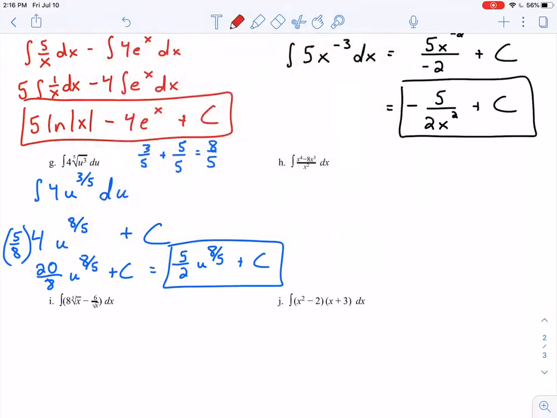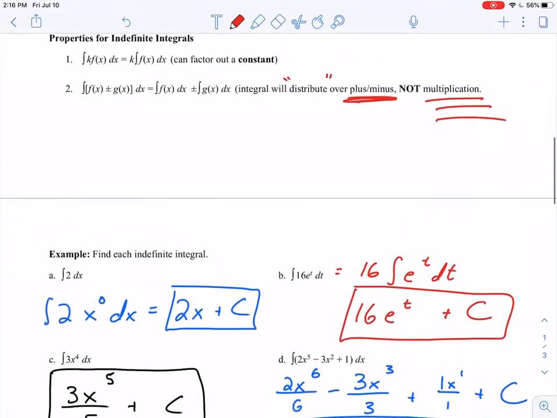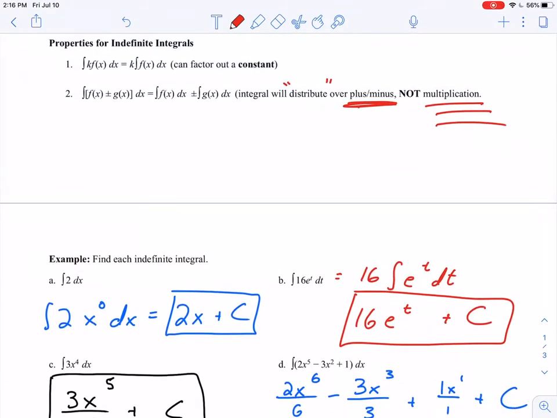All right, what else? We've got h here. So here, this one's a little bit tricky. We've got x to the 4th minus 8x cubed all over x squared dx. Now notice, and I'm going to scroll back here just for a second. Notice we said, hey, this distribution over addition and subtraction, it does not work for multiplication. And I didn't actually say this, but I'm going to add it now. It does not work for division either. Does not work for multiplication or division.